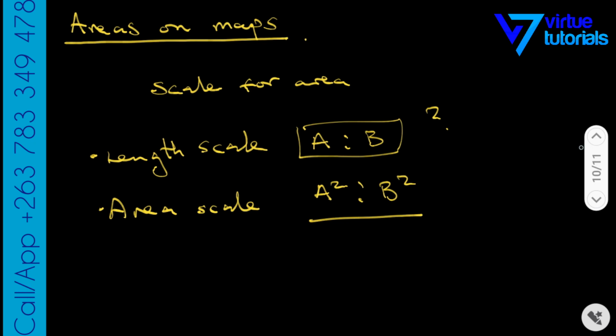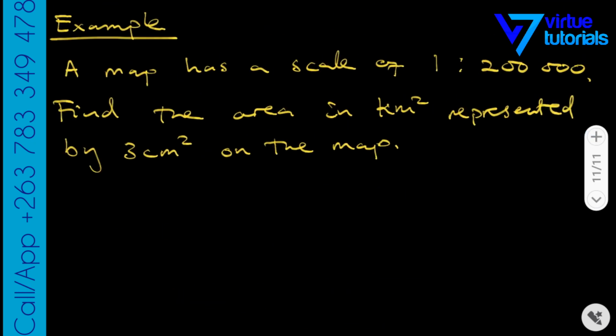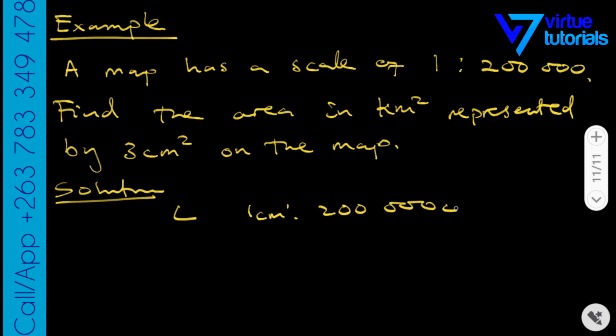So let's look at an example. A map has a scale of 1 is to 200,000. Find the area in kilometers squared represented by 3 centimeters squared on the map. So this is it. Our lengths is 1 is to 200,000, meaning 1 centimeter represents 200,000 centimeters in reality.